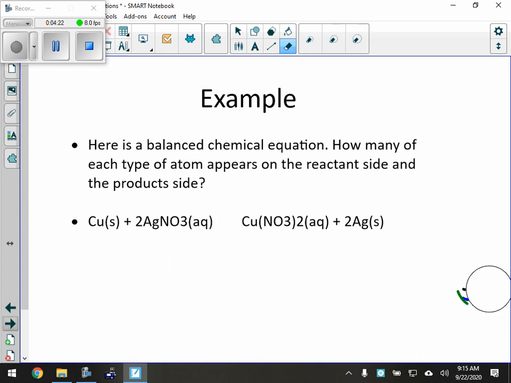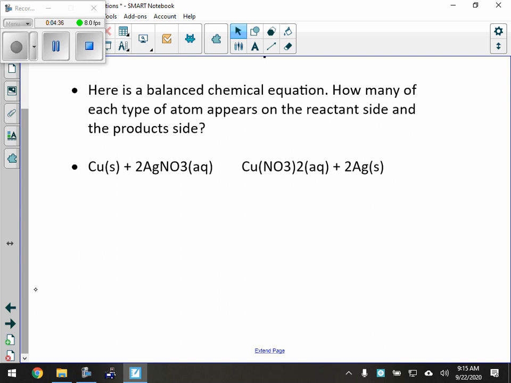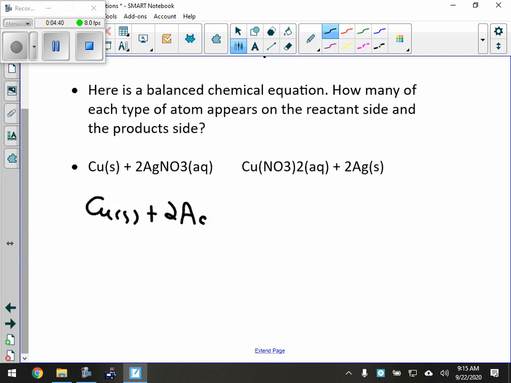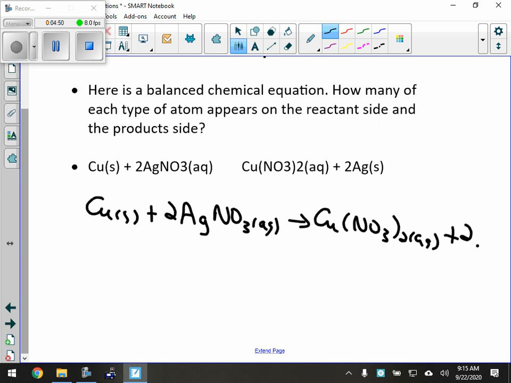Let me get rid of this for a second here. Now, here's a balanced chemical equation. How many of each type of atom appears on the reactant side and the product side? Let me rewrite this real quick, which is what I had from before, just because my subscripts didn't convert over and my arrow seemed to be missing somewhere. I think you have this one already on the sheet there.